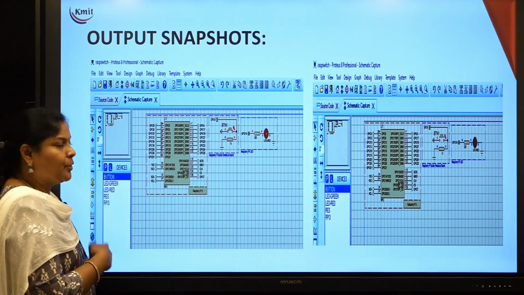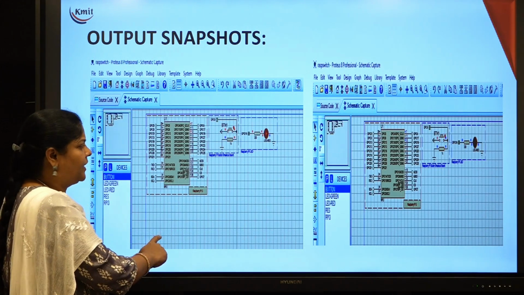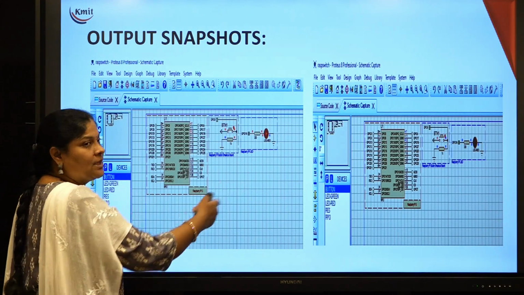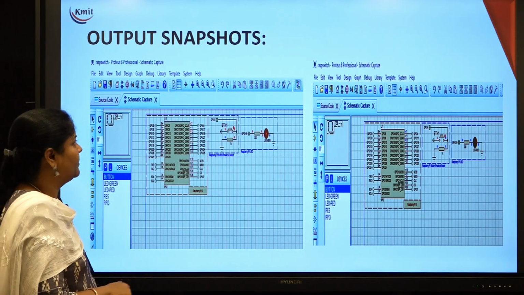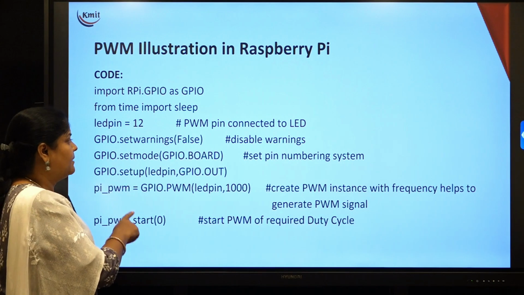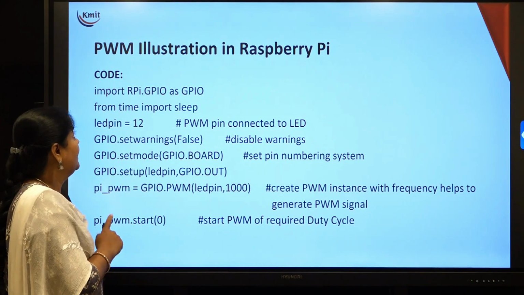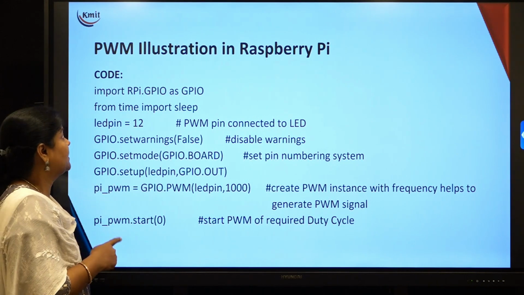So, that is the program, and this is the Proteus 8 Professional software where you can do the schematic diagram of the connections. So, here the previous program, same program we are writing using PWM pins of Raspberry Pi board. PWM represents pulse width modulation.